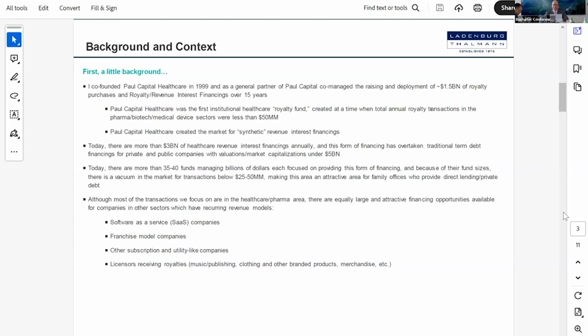Franchise model companies. So, any of you who like Dunkin' Donuts, for example, those individual locations are not owned by Dunkin' Donuts, they're franchisees, and they pay a royalty into the parent, and franchisors can use the franchisee payments as royalties to finance large acquisitions of other companies.